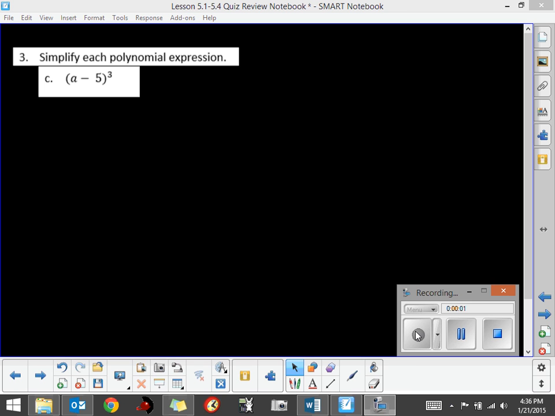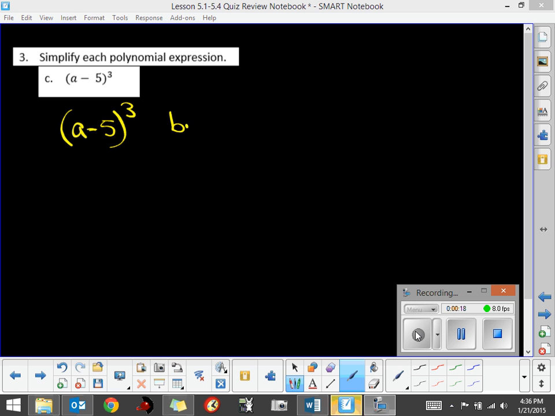In question 3c, we're asked to simplify the polynomial expression, and this one, (a - 5)^3, gives us a lot of grief because we start confusing this with our monomial rules. First of all, we have to pay attention that this has a subtraction in it. Subtraction breaks it up, so it's no longer a monomial. We have a binomial that we're working with. Now, binomial rules: we cannot use our product, our quotient, and our power rule as we did with a monomial. So these rules are out.